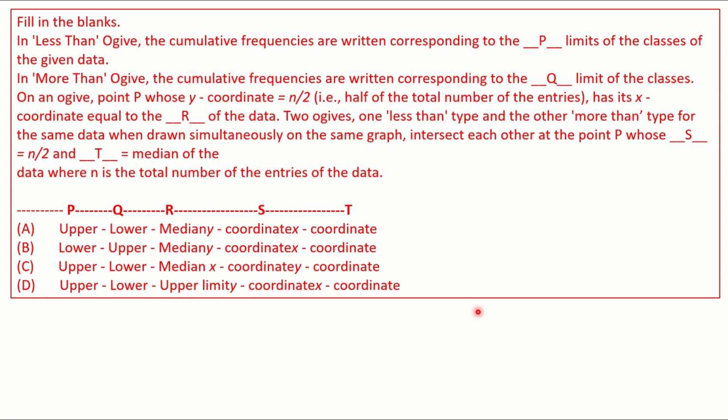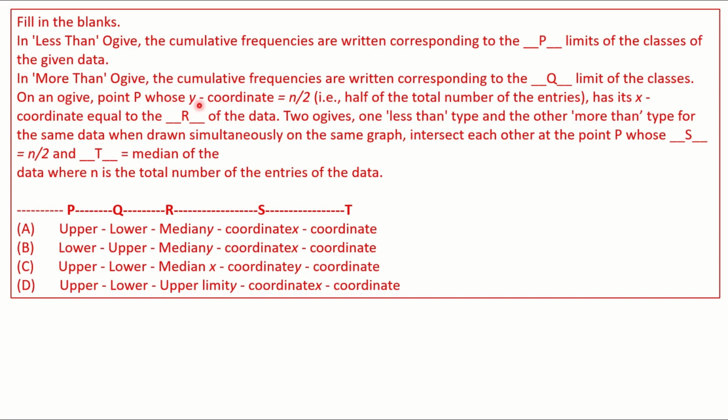Let's see, first one. In less than ogive, the cumulative frequencies are written corresponding to the upper limits of the classes of the given data. In more than ogive, it is the lower limit basically. Cumulative frequencies are written corresponding to the lower limit of the classes. This is all theory basically. Once you know this, it's very easy.